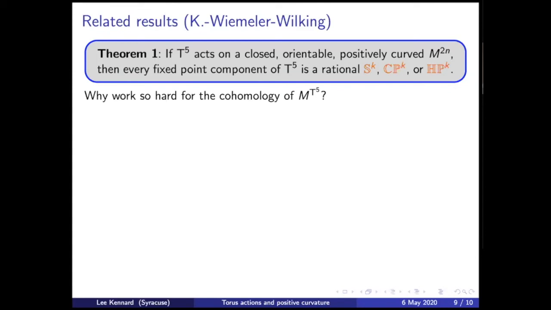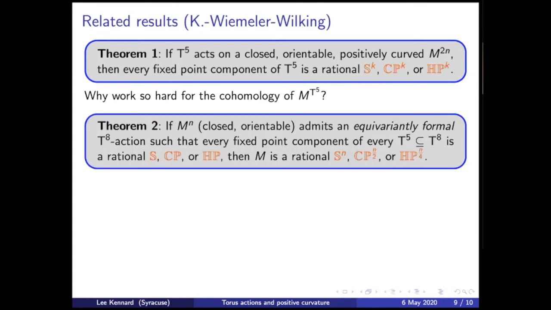What does this mean about the manifold itself? Well, what I want to do is state a different theorem that assumes something about the fixed point components. Specifically, I want to study a bigger torus action, a T8 action, and make the assumption which is the same as the conclusion of this theorem. So I'm going to assume that subtori of rank at least 5 have standard fixed point components, by which I mean rational cohomology spheres, CPs, or HPs.